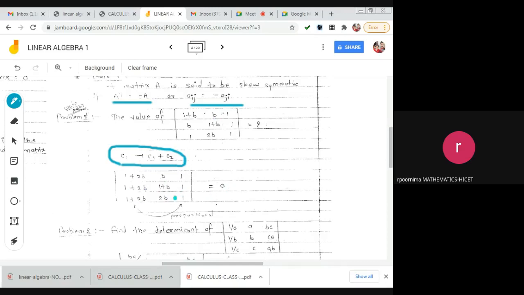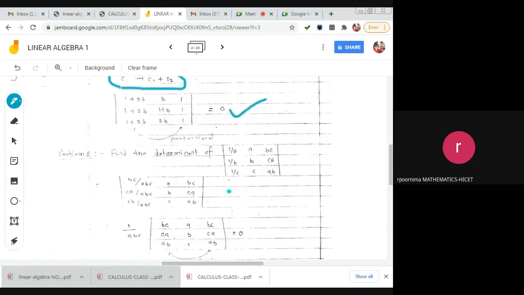Which is equal to, you will be taking that 1 plus 2b from the first column outside. So the remaining terms are 1, 1, 1. If any two rows or columns are identical, the value of the determinant will be 0. So as per the property, the value of the determinant is 0.